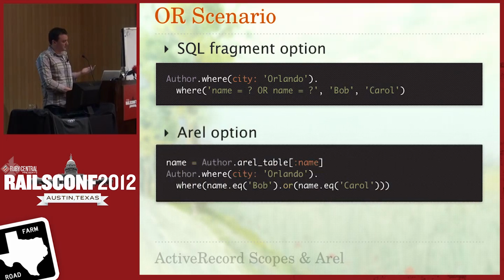But there's another option. You can use Arel. I start out by grabbing the column that we want to operate on, name, and we just say where the city is Orlando, name equals Bob or name equals Carol.